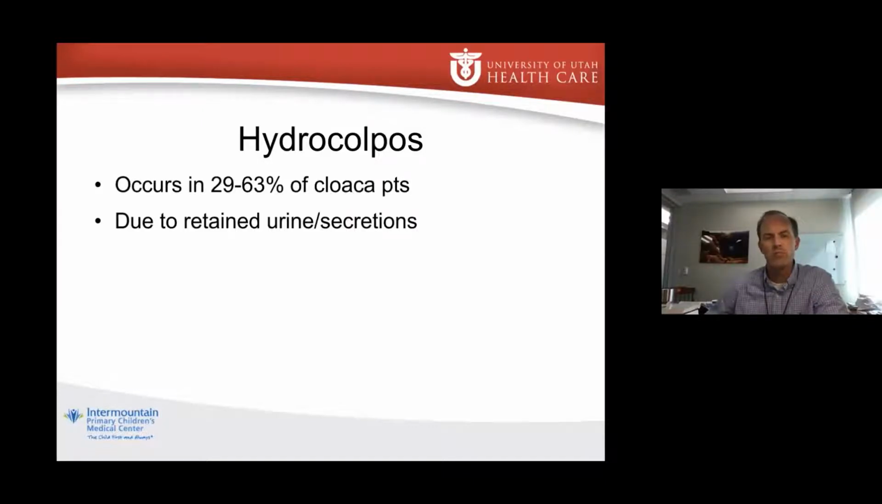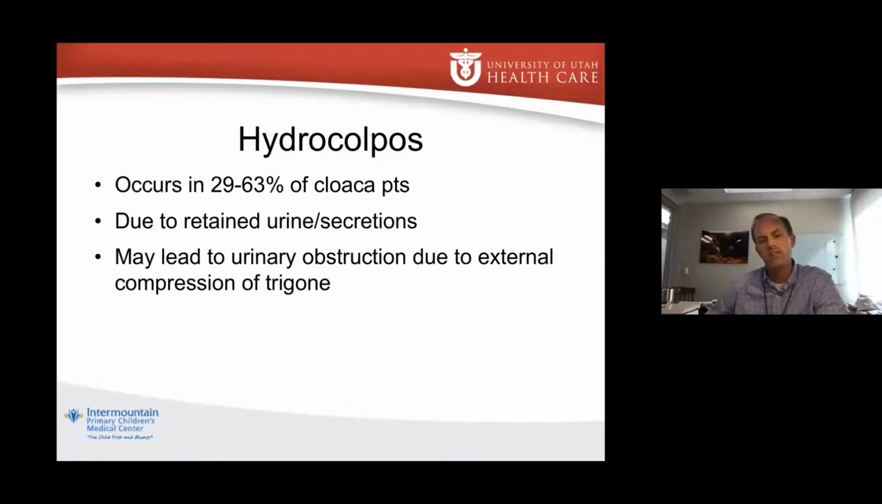The numbers are a little bit over. It's retained urine. The urine preferentially will go up into the vagina instead of out through the common channel. You'll also get secretions from the maternal estrogens that will cause some mucus production in the vagina, and it can lead to obstruction, like we talked about.